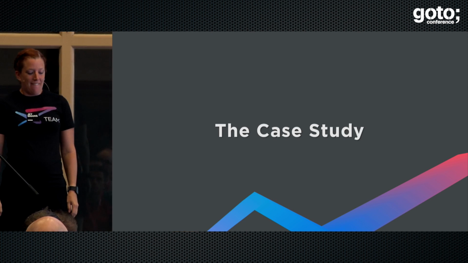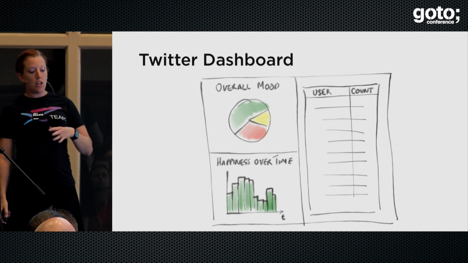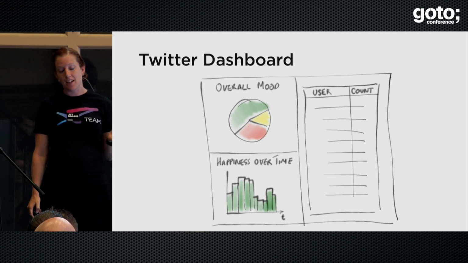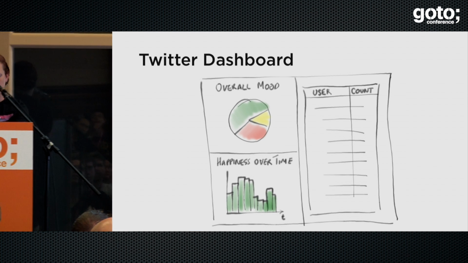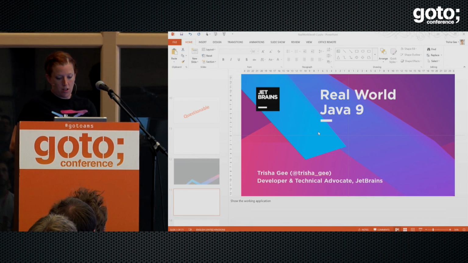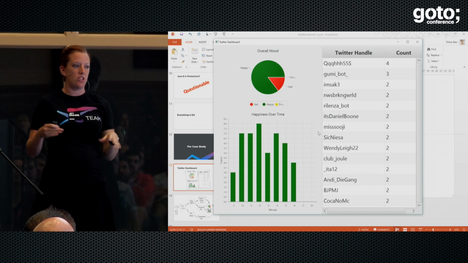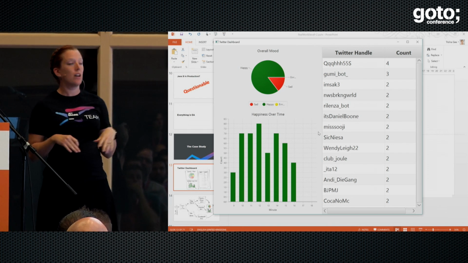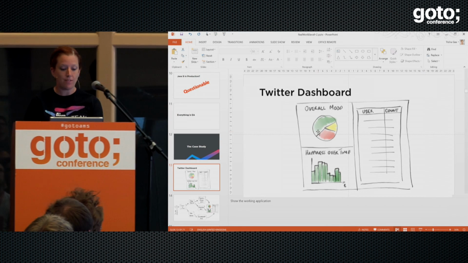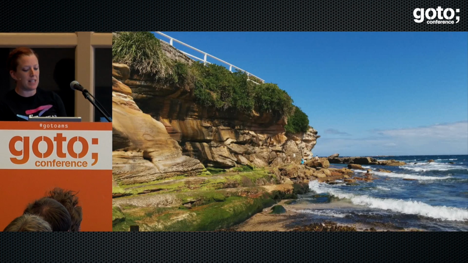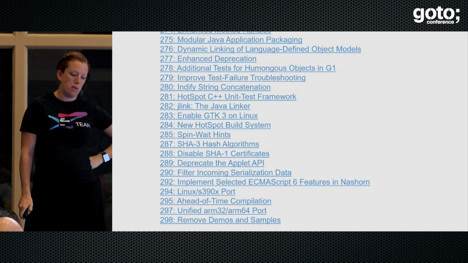The case study. You may or may not have seen an earlier presentation I did called Java 8 in Anger, and I wrote this JavaFX UI, which I'll see if I can show to you. And it reacts in real time to Twitter messages. It says how happy or sad they are, who's doing the most tweets, and stuff like that. And this was designed to show off the Java 8 features. So there's streams and lambdas and stuff.